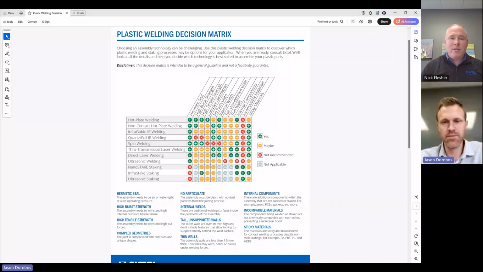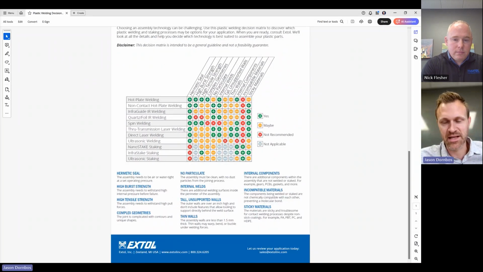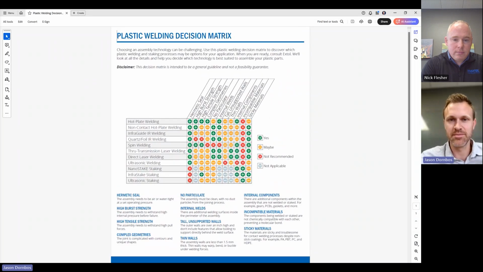If you don't know Jason Dornbos, this is what you get right here. This is the plastic welding decision matrix that Nick was just talking about. I'll send a copy of this along in the follow-up. Or probably half of you took screenshots. Yeah, you can take screenshots. That's fine too. You can also go to the website and there's a download button for it.